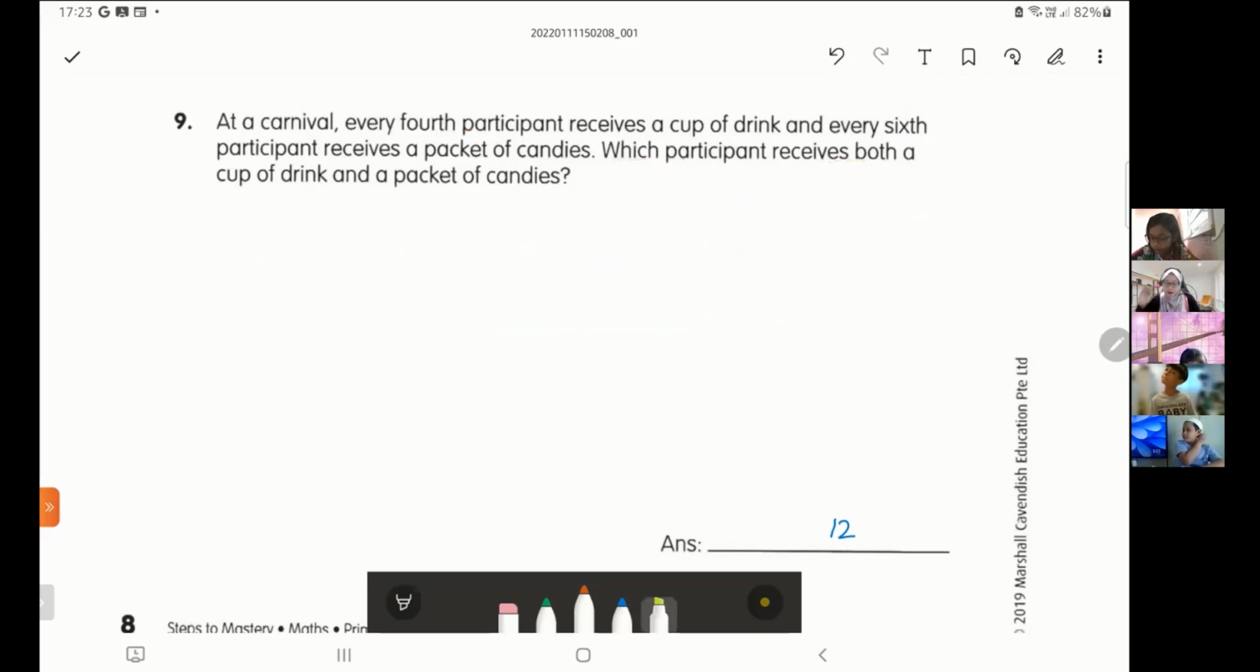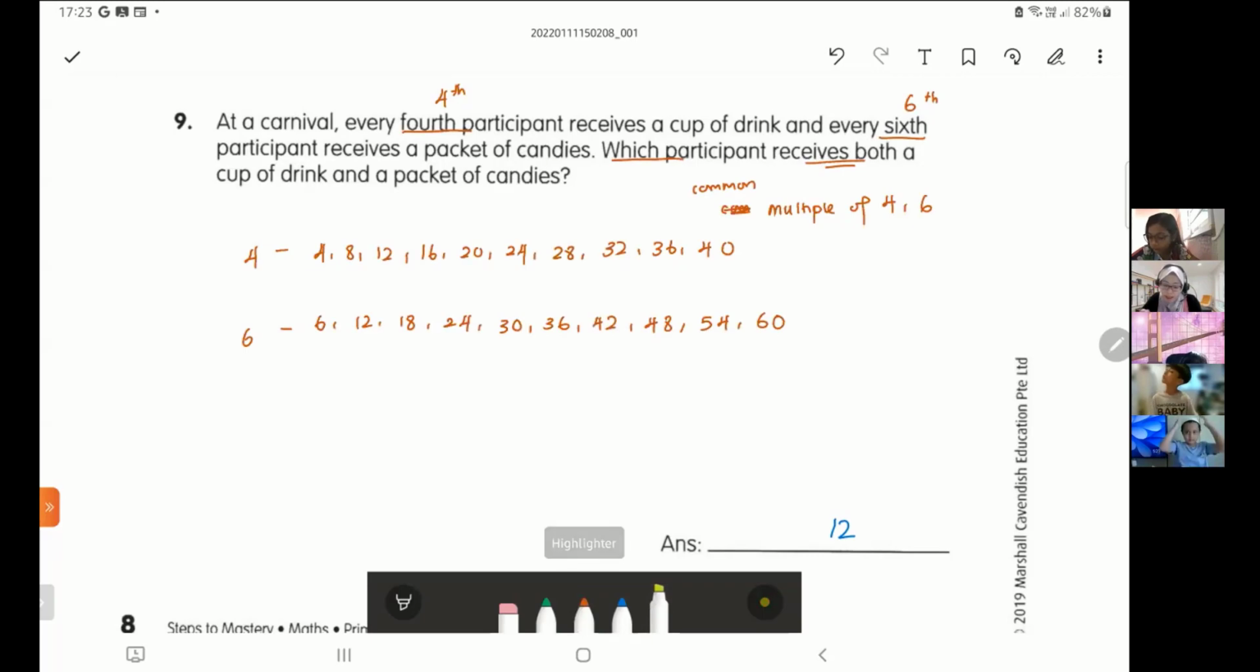All right. Now let's find a common number between these two. Is there any common number between these two multiples? 12 is one of them. Any more? 24 is one of them. Any more?